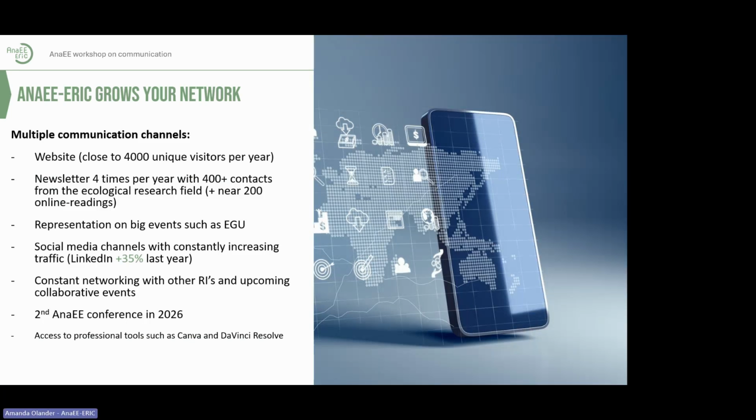So what sort of communication channels does AnaEE-ERIC offer? We have a website with more or less 4,000 unique visitors per year. We have a quarterly newsletter with more than 400 contacts within the environmental and ecology scientific field, and more than 200 online readings, so it might be additional to those 400 that we reach by email. Then we have representation at big events, among others.